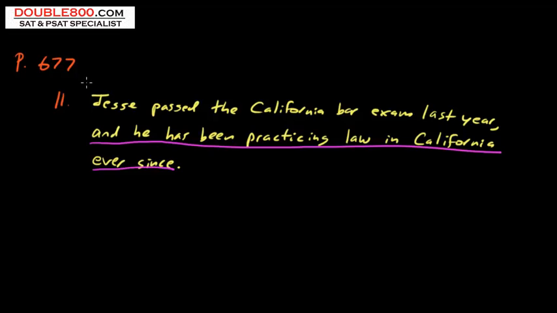In this lesson, we'll review an improving the sentence problem. It's part of the writing multiple choice. We're on page 677, question 11 out of 14. And this is a medium to difficult problem.